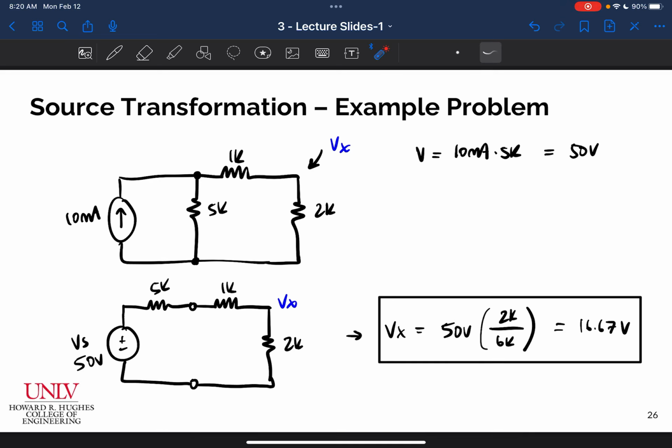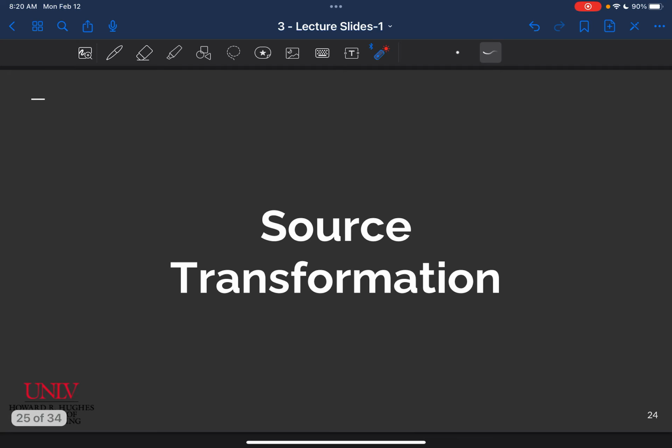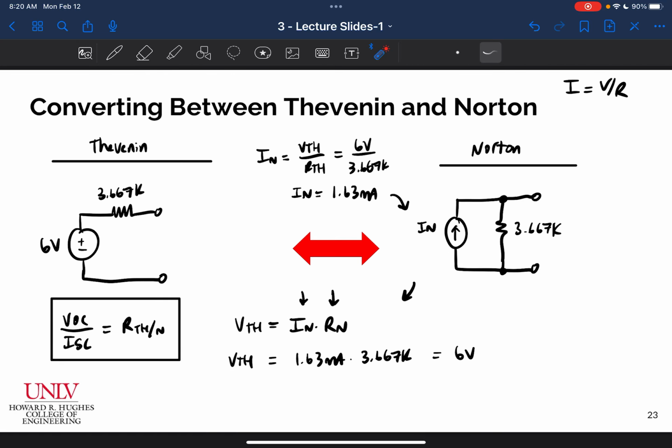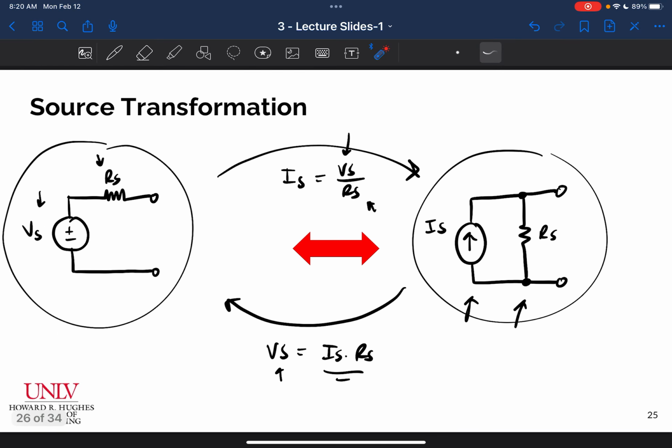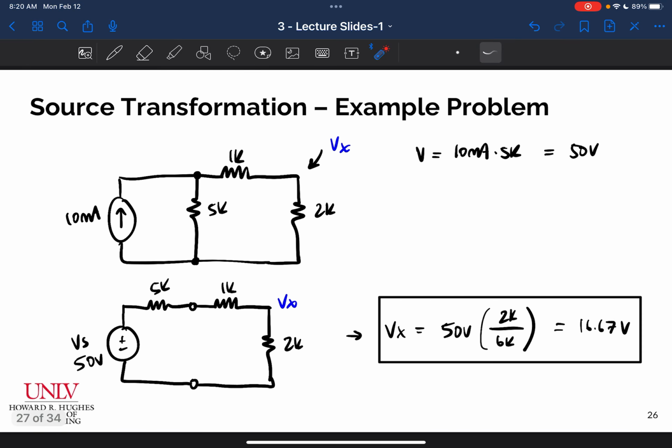You may not use it on the exam. I may or may not ask you to use it. You definitely can notice that this is the exact same thing that we were doing with Thevenin and Norton, basically just saying that these two circuits are equivalent to one another. But that's source transformation. This is an example on source transformation.